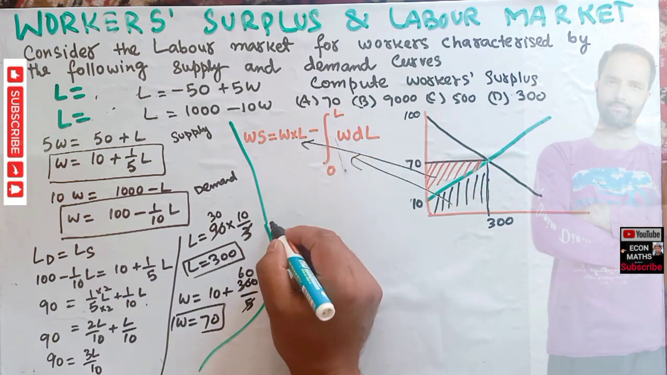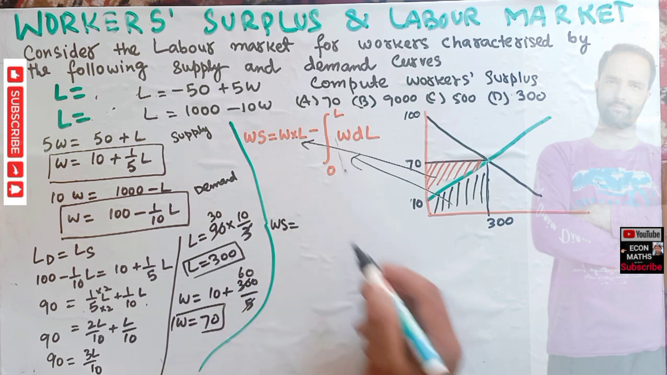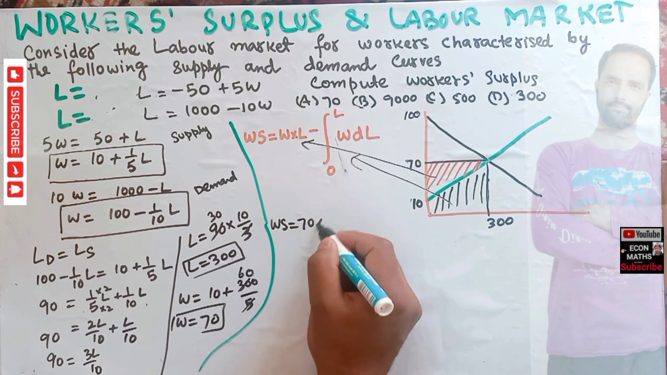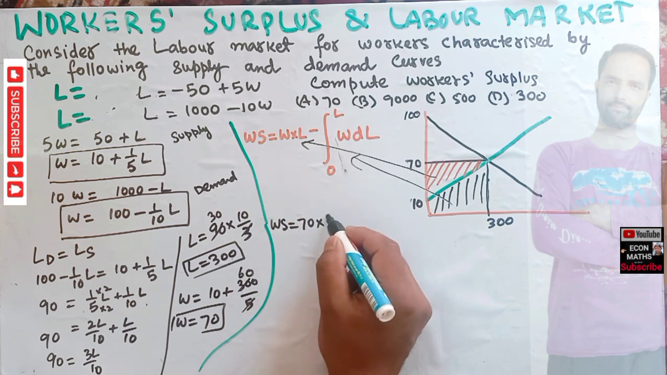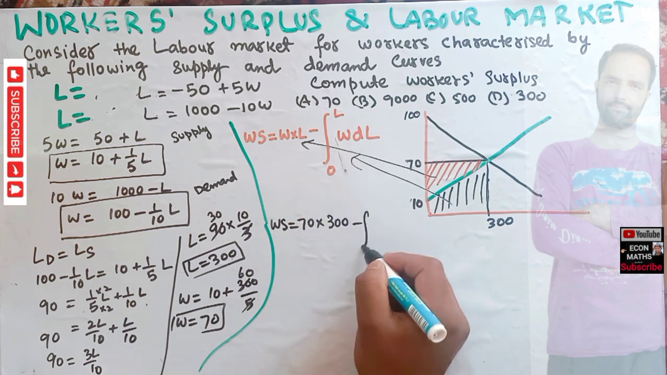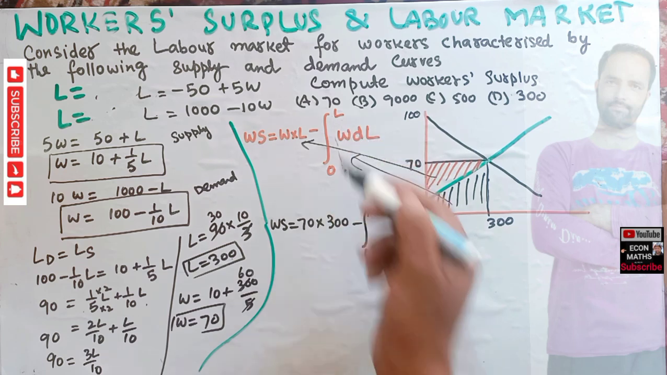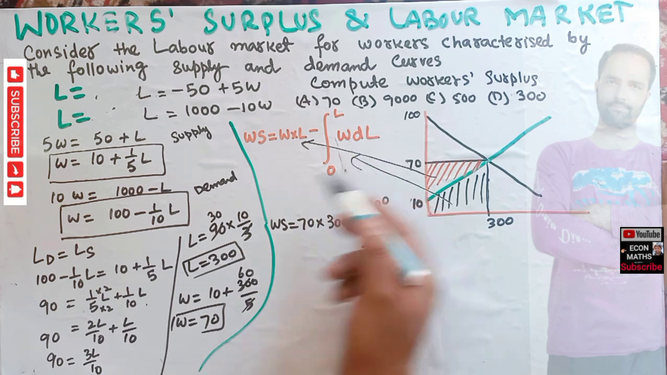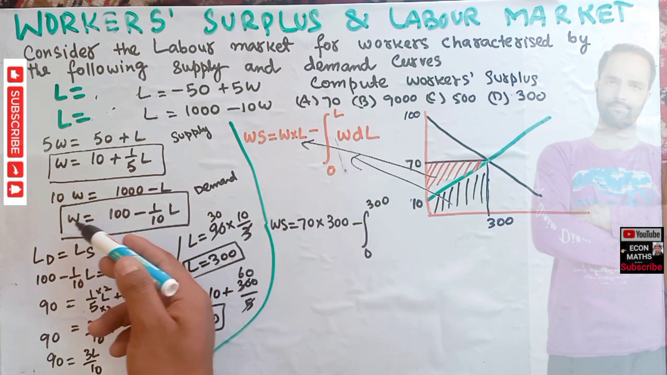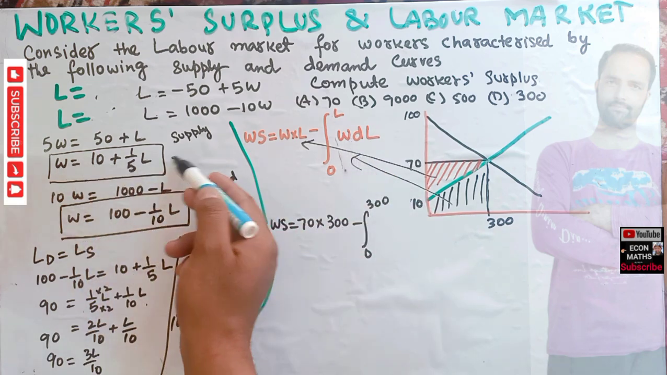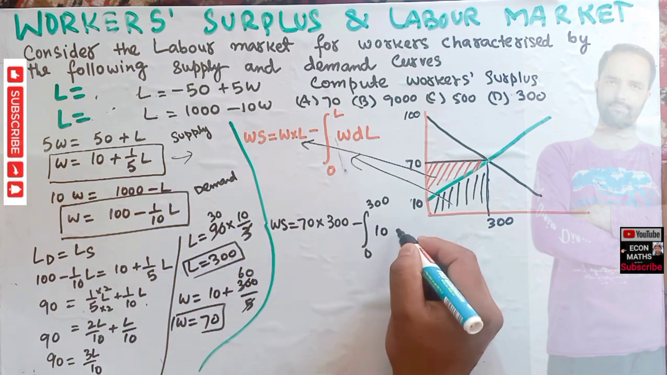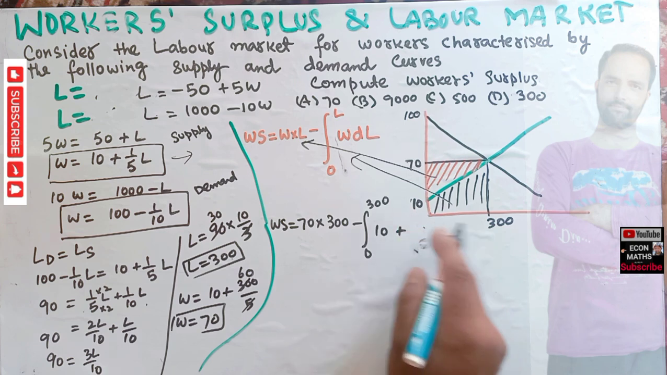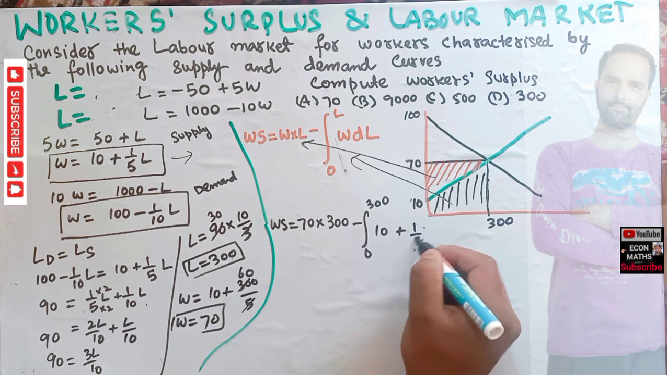So our worker surplus is equal to wage rate, which we have calculated as 70, into units of labor, which is 300, minus the integral from 0 to equilibrium labor, that is 300, of W dL. That means taking the definite integral of this labor supply function, that is 10 plus 1 upon 5 L.